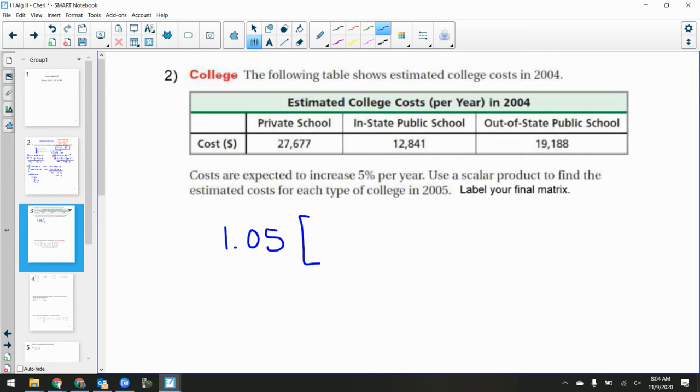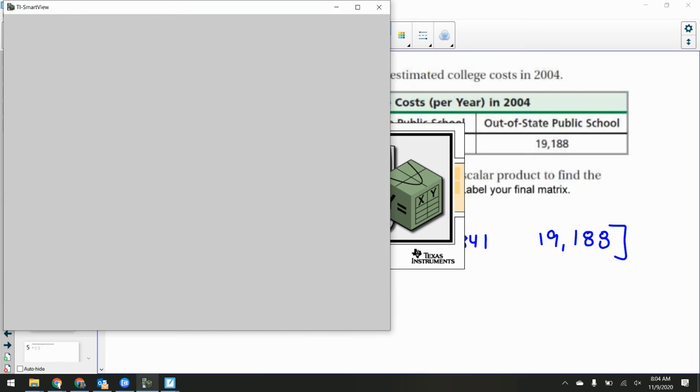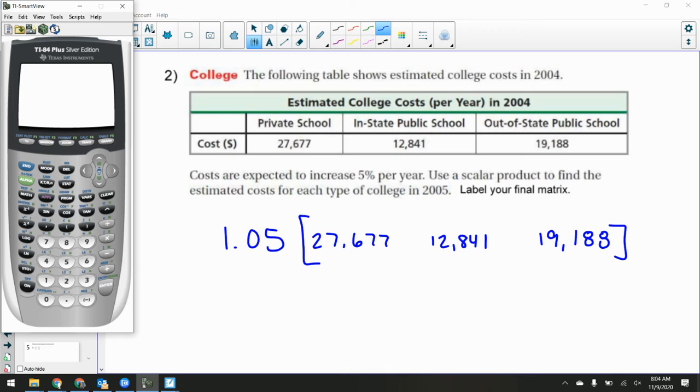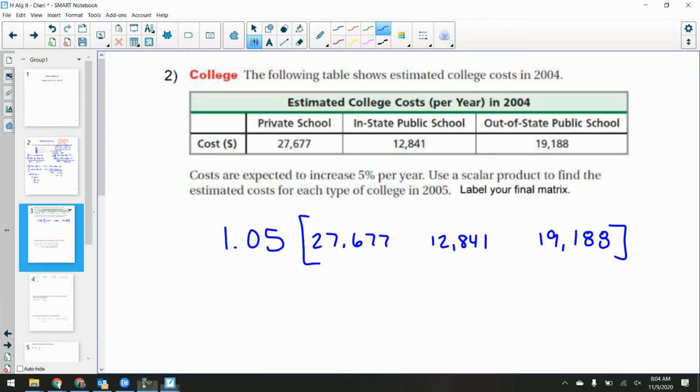Now, what is my matrix here? My matrix is just a 1 by 3, just a simple old 1 by 3, with commas in between: 27,677, 12,841, and 19,188. I'm assuming I cannot use my graphing calculator on this, so I'm just going to multiply. It does say to label our final matrix, and I'll show you what that means in a second. But let's just take 1.05 times 27,677, 1.05 times 12,841, and 1.05 times 19,188. Okay, so those are my values here.